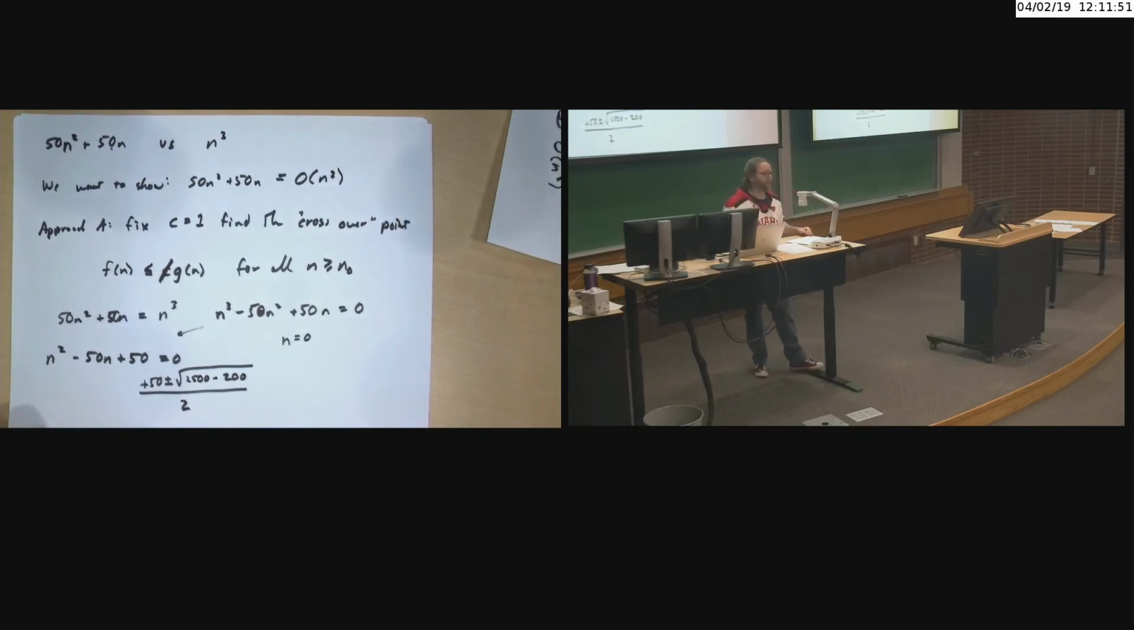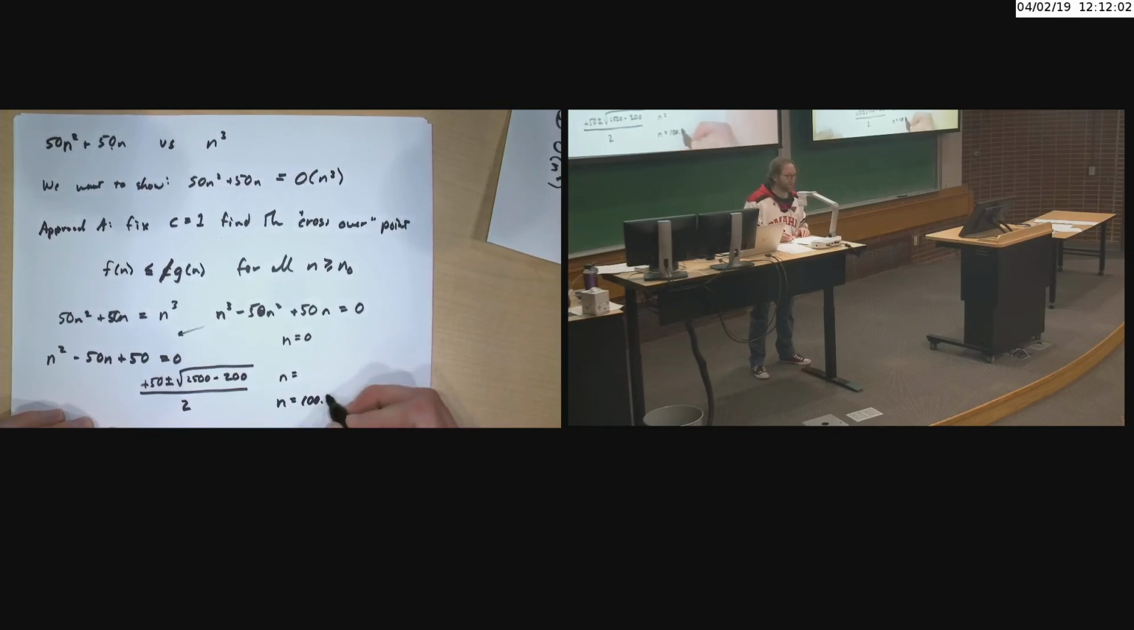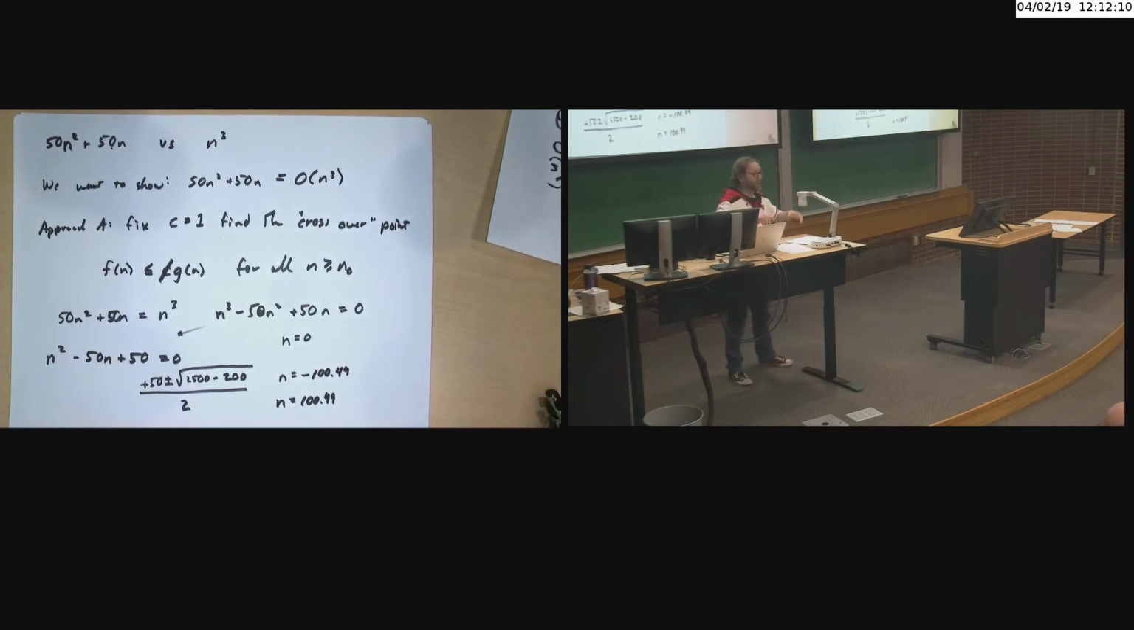Pull out your calculators. Anybody have it? What are my roots here? I think one of my roots is going to be 100.49, and the other one is negative 100.49. In other words, n squared and n cubed, they cross over and meet in 3 different places. Right? One of the places that they meet is 0.